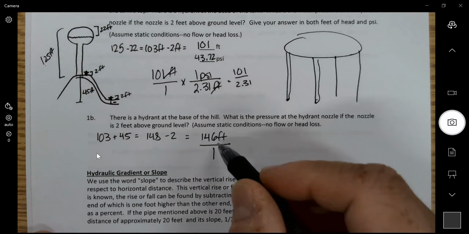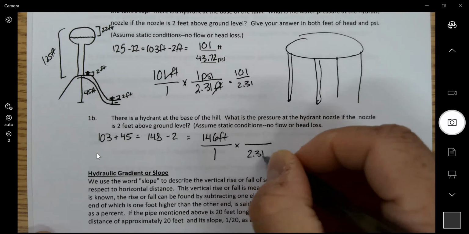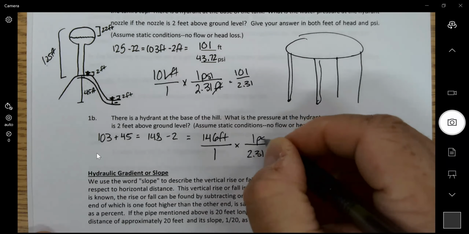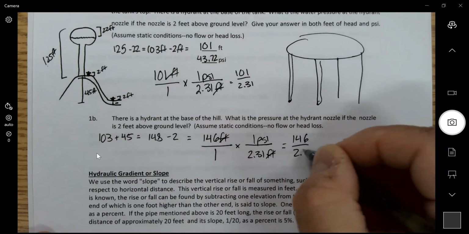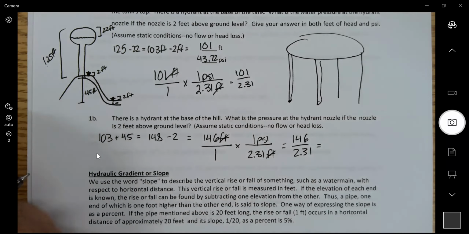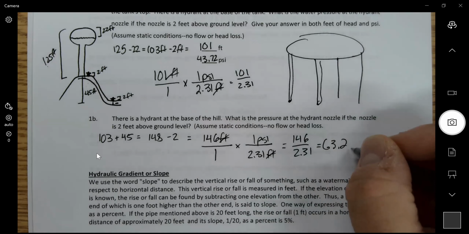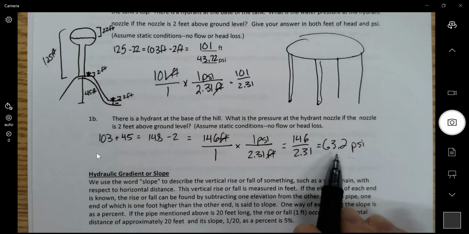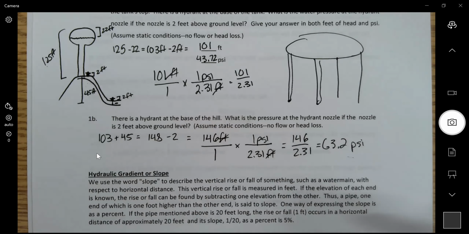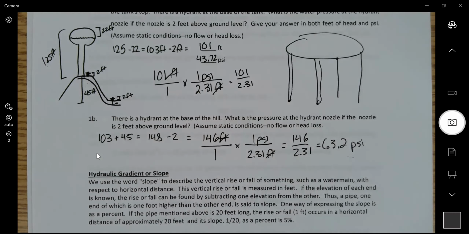All right, so 146 feet. The feet are up top. They have to be down below to cancel. And 1 PSI here. So this is 63.2 PSI. Do you see what the hill did? Hill gave you almost 20 PSI between the two. It's 43 to 63.